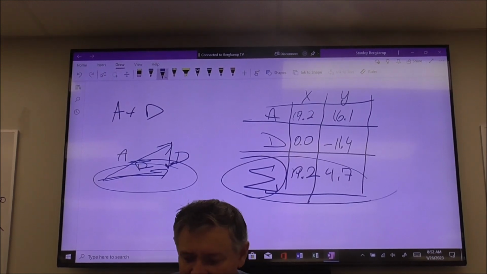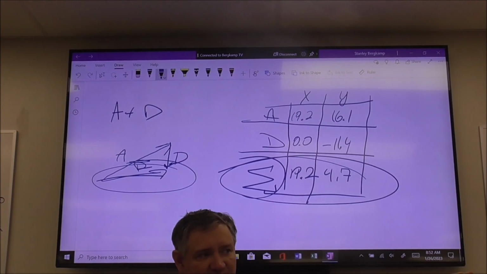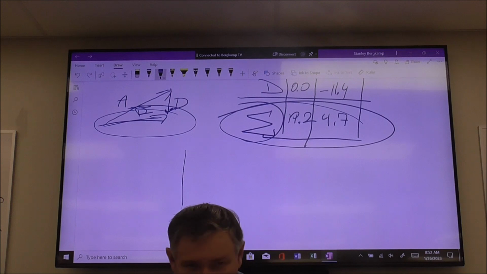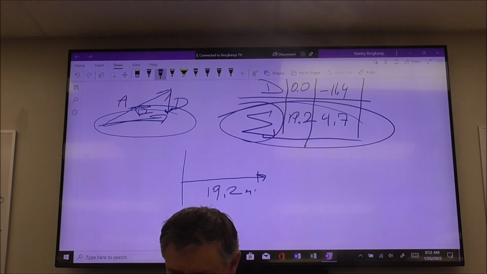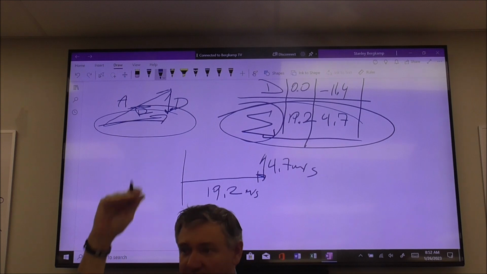Take these vectors and make a simple sketch so you know where this thing is going to end up. You're not drawing this to scale, you're just making a sketch. Always draw your X component first, okay? So I'm going to come out 19.2 meters per second, and then I'm going to go up 4.7. Now, the beauty of this is that now I have a right angle.